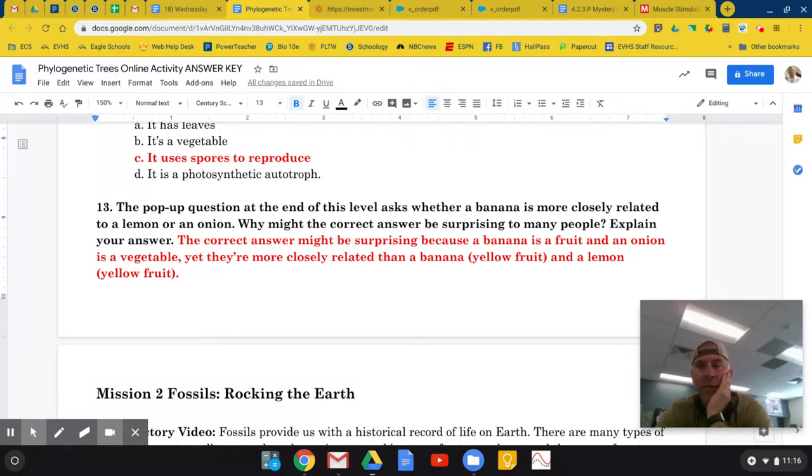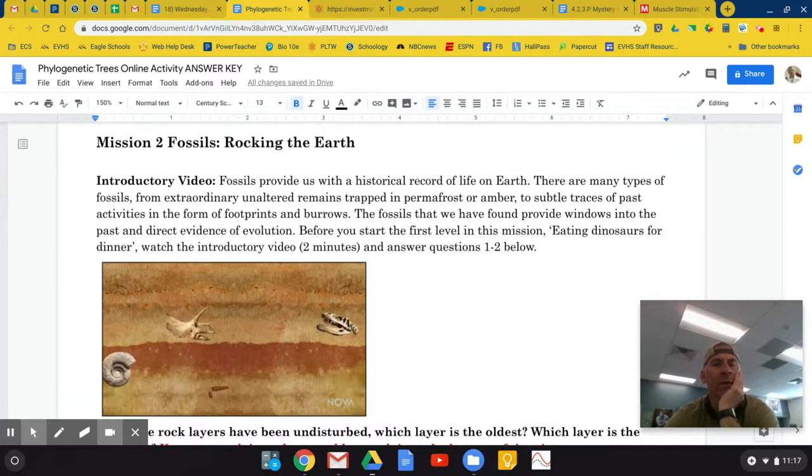Producing different numbers of petals is very much tied to evolutionary relationships. And so that is where we were brought to that understanding of, oh, a banana and an onion are actually more closely related.